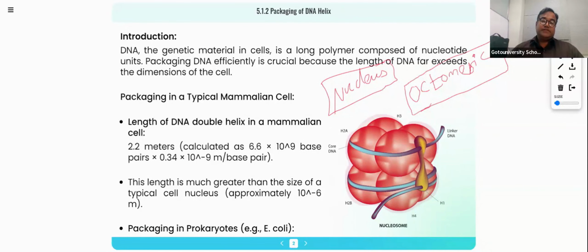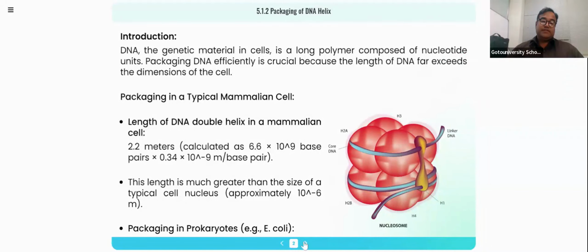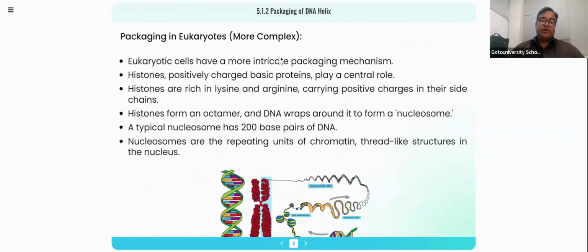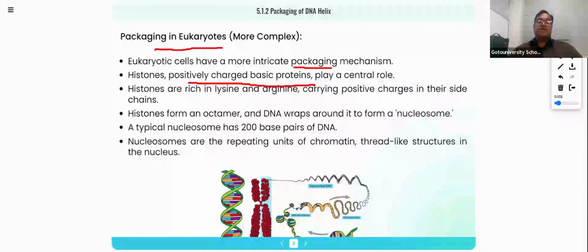So now we are coming to the next phase of the explanation, so be very careful. Now, packing in the prokaryote. Eukaryotes have a more intricate packing mechanism. Histones are positively charged basic proteins, rich in lysine and arginine. Lysine and arginine carry positive charge, which indirectly means basic amino acids. So you should be very, very smart.